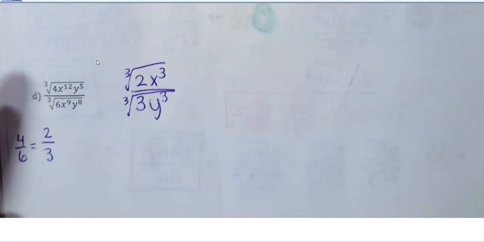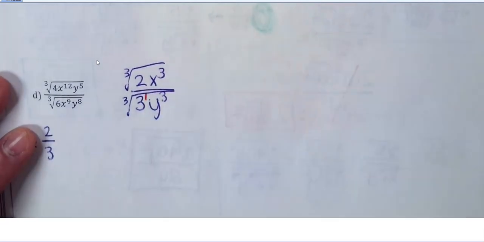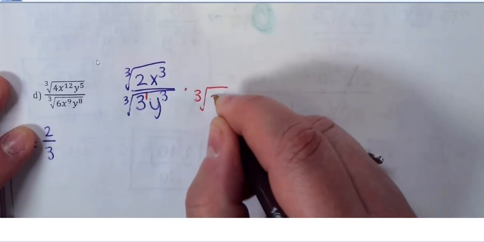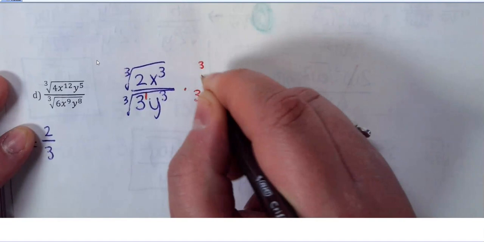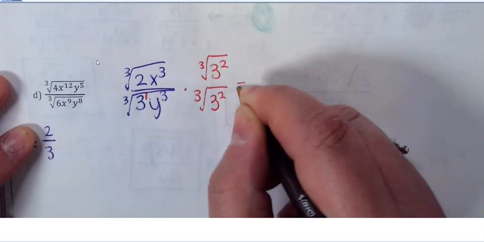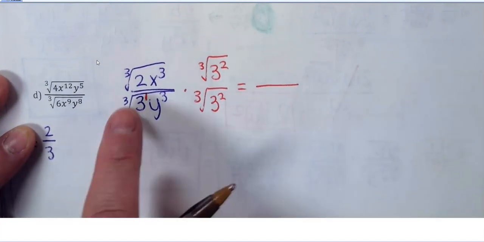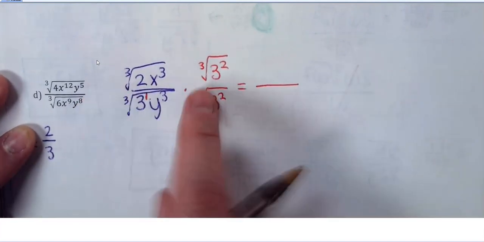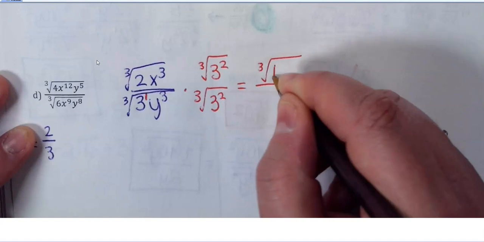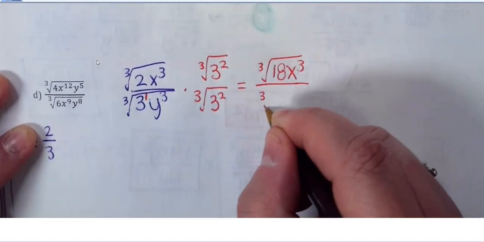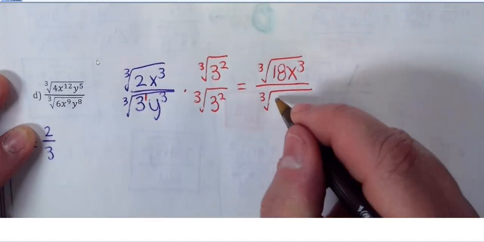Now, I have one 3. If I'm trying to do a cube root, I need three 3's. So I need 2 more. So I'm just going to multiply top and bottom by the cube root of 3 squared. Now, 3 squared is just equal to 9. So across the top, I'm just going to multiply straight across. 2 times 3 squared, or 2 times 9, is going to give you 18. And then I have an x cubed. The bottom, 3 times 3 squared, gives you 3 to the 3rd.